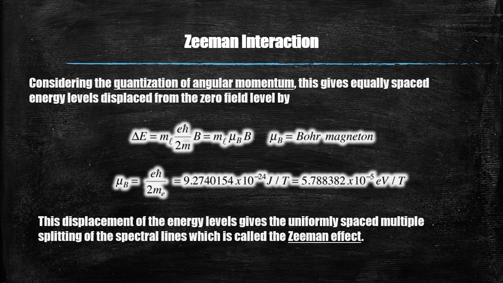So we are seeing the displacement of energy levels in these derivations are uniformly placed and split. These split spectral lines are called the Zeeman effect.